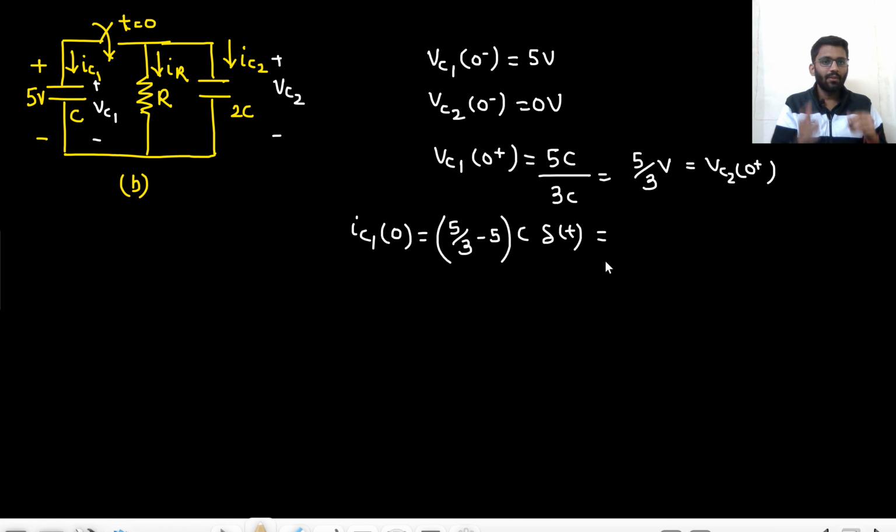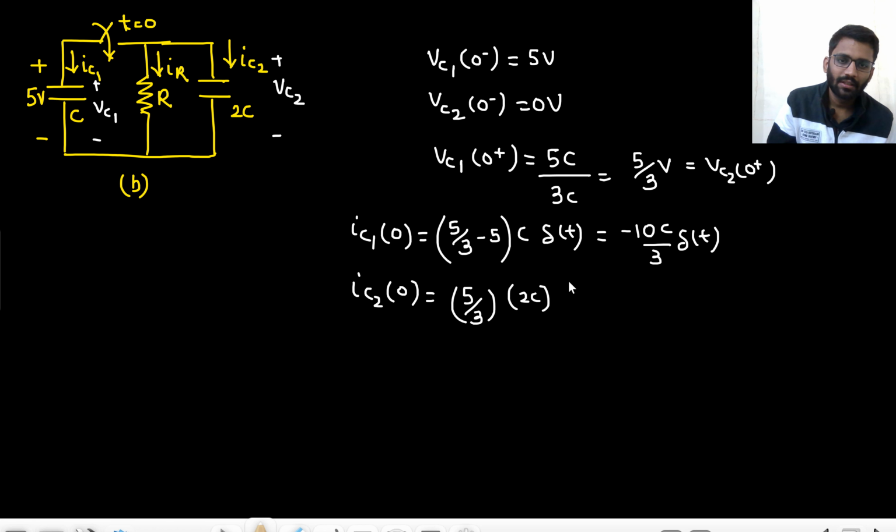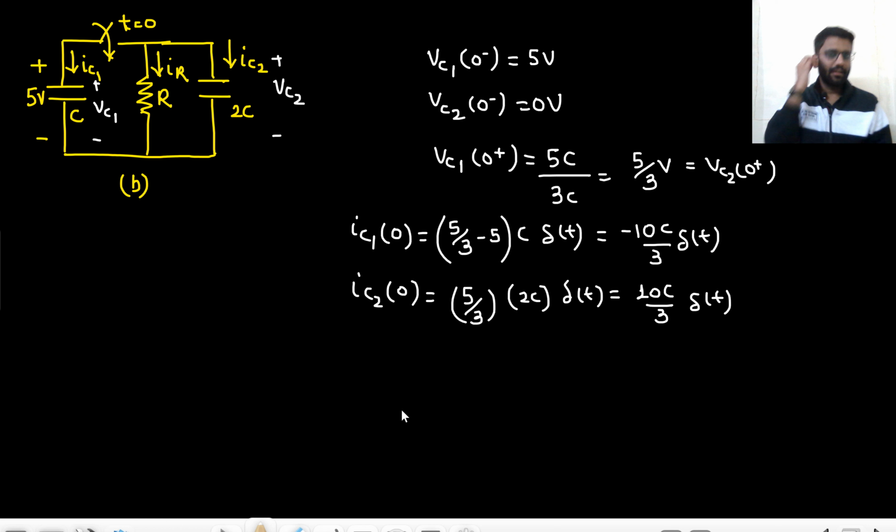So the current will be negative. Why so? Because this is discharging the capacitor. So it will be minus 10C by 3 delta T, right? Negative impulse is there. And IC2 at t equals to 0, what will it be? From 0 to 5 by 3 it is going. So 5 by 3 into capacitance, that would be 2C delta T. So it will be 10C by 3 delta T, right?